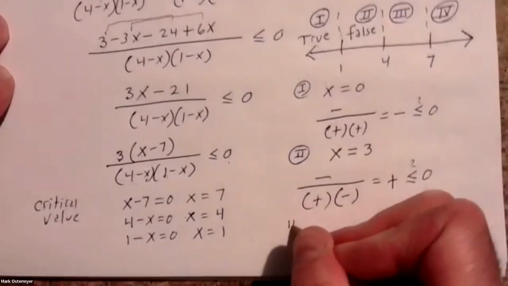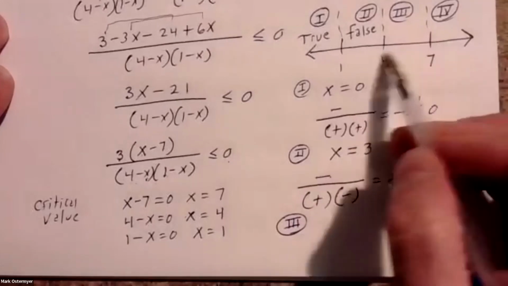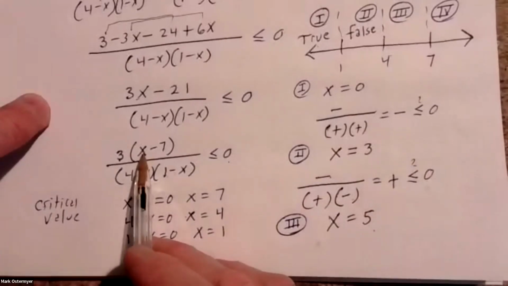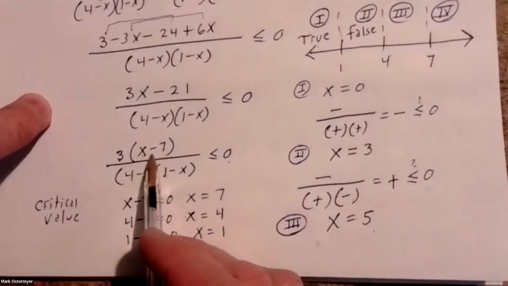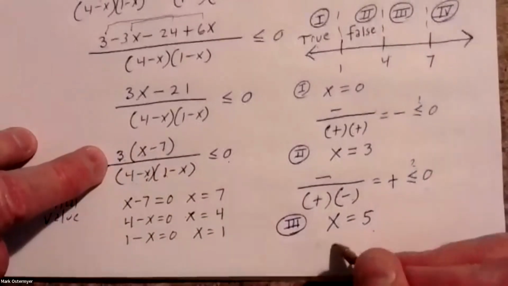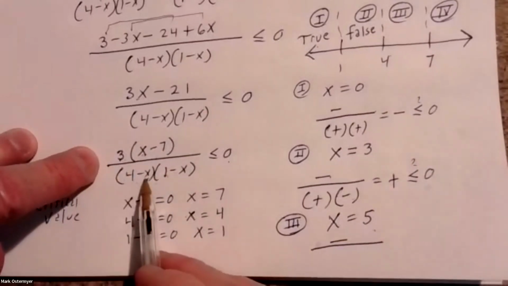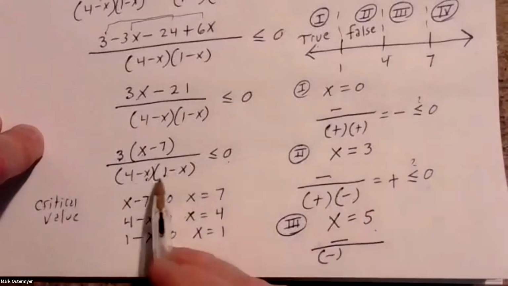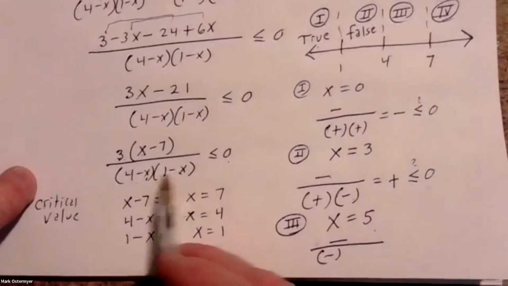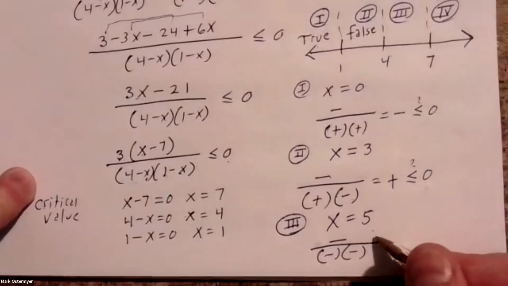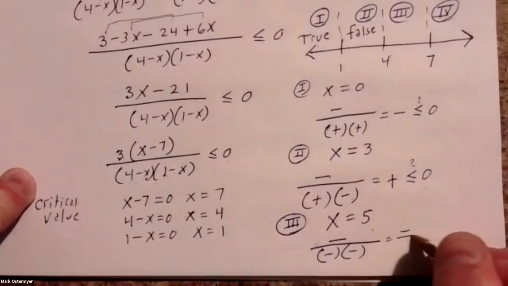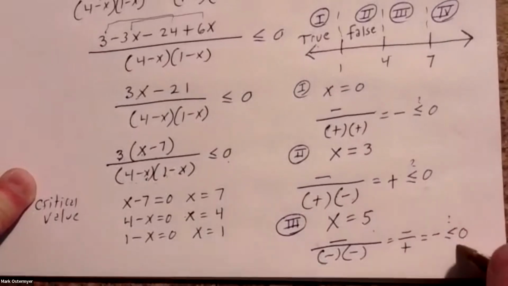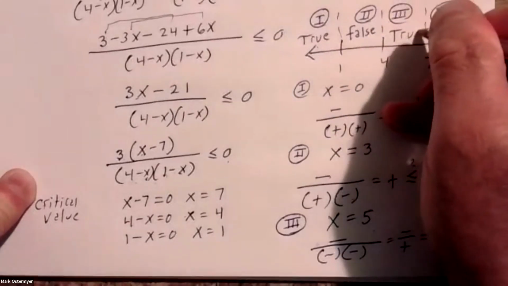Interval number 3. I need a nice value between 4 and 7. I'll let x be 5. Take 5, substitute it in here in this factor. 5 minus 7 is going to be a negative factor, and a negative times a positive means my numerator will be negative. Put a positive 5 in here, 4 minus 5, this is going to be a negative factor. Put a positive 5 in here, 1 minus 5, this is a negative factor. A negative divided by a negative times a negative is going to be a negative over a positive, and a negative divided by a positive is a negative. Is a negative less than or equal to 0? The answer is yes. True. Solutions will be coming from that interval.